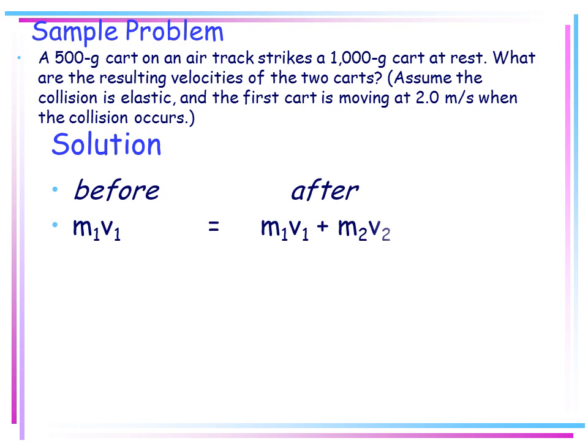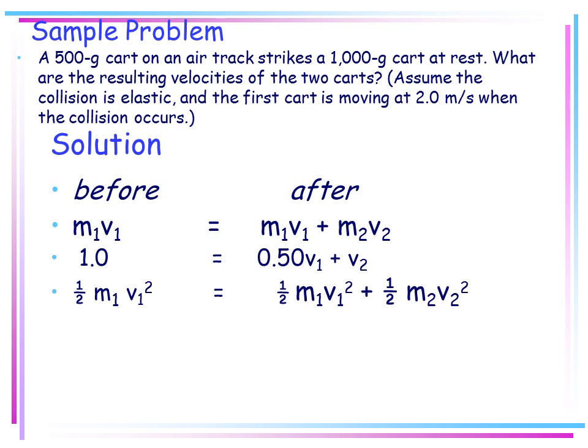So before and after, let's set it up. Before, it's only the first cart moving. After, they're both moving. So 500 grams is a half a kilogram times 2 meters per second gives me 1 kilogram meter per second of momentum before. Afterwards, I've got a half a kilogram of the first cart moving at velocity v1 and 1 kilogram times velocity v2. But notice this is one equation, two unknowns. It's not enough to solve the problem.